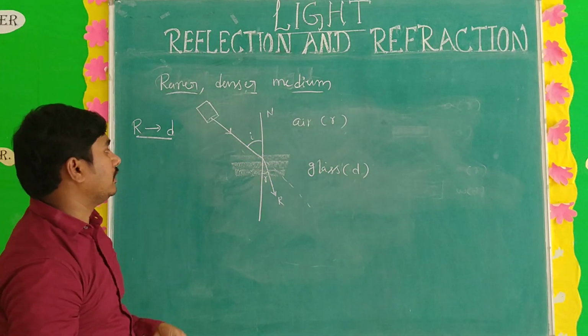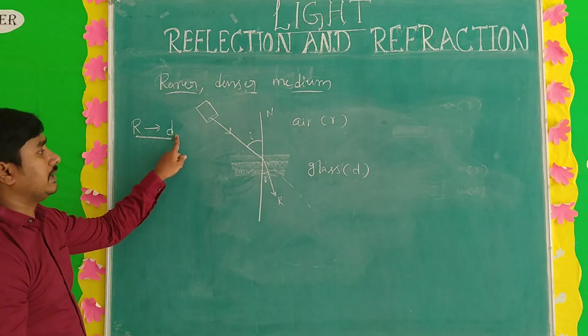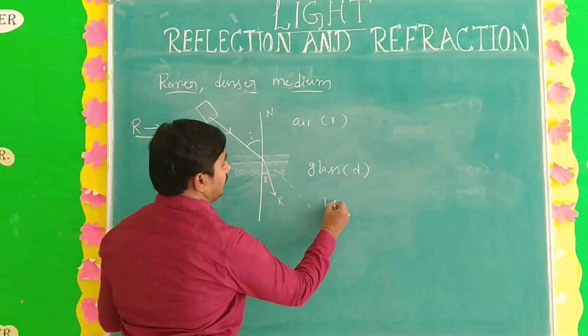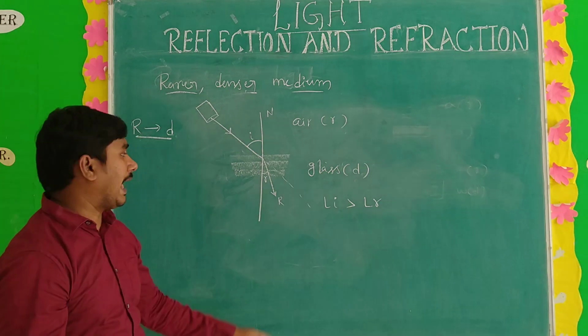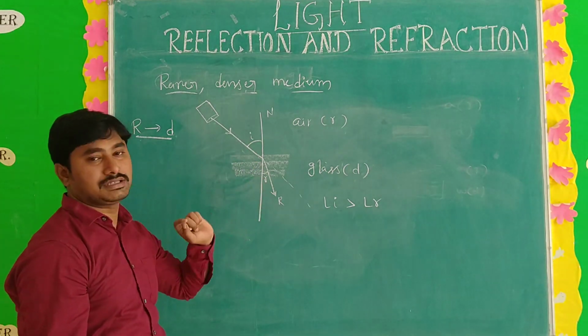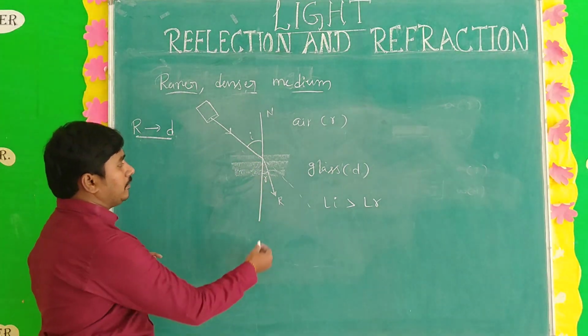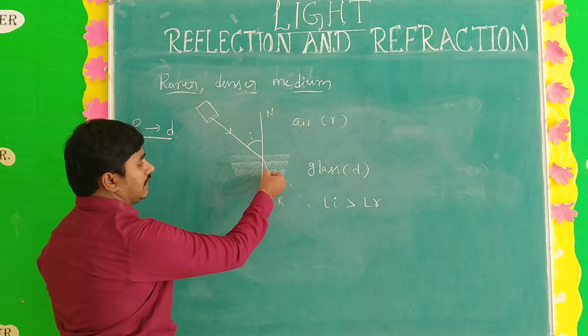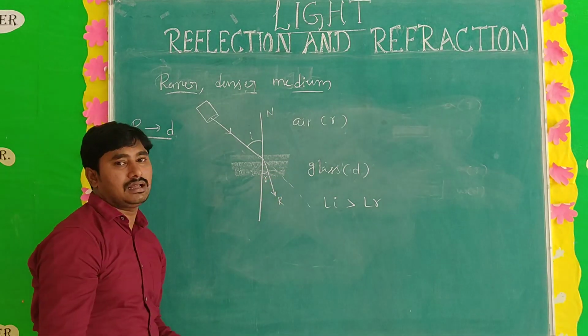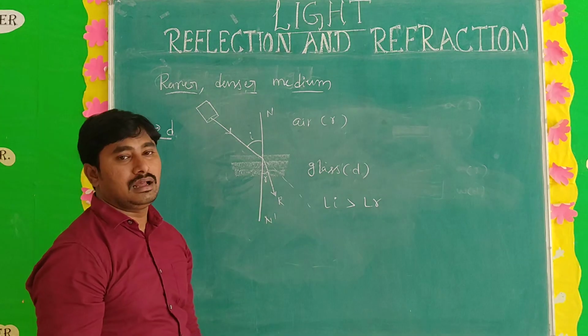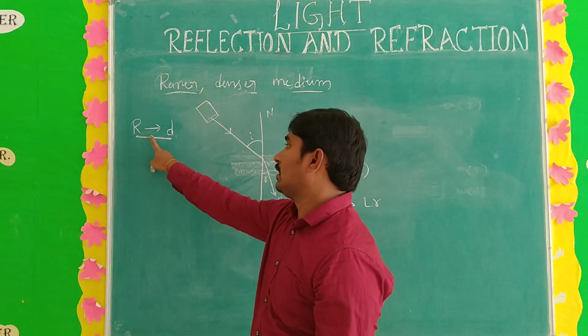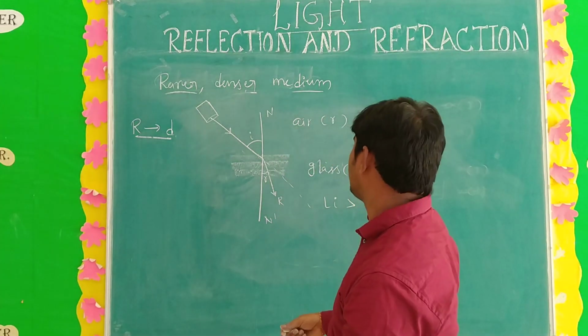Here, what is the important point? When the light ray travels from a rarer to a denser medium, the angle of incidence is greater than the angle of refraction. And what is the second important point? The refracted ray bends towards the normal. Okay, those are the two important points when light travels from rarer to denser.